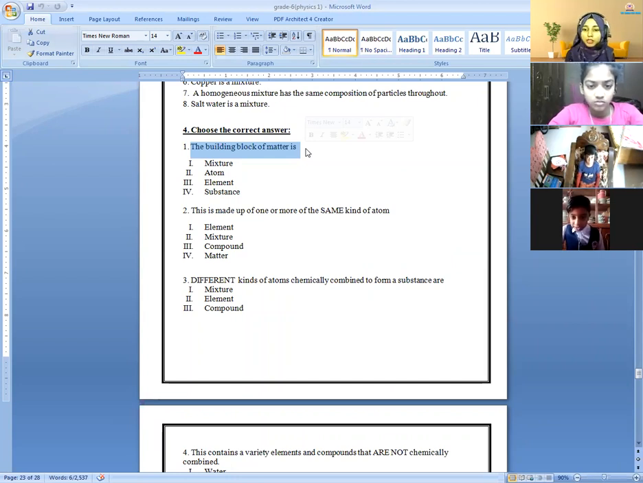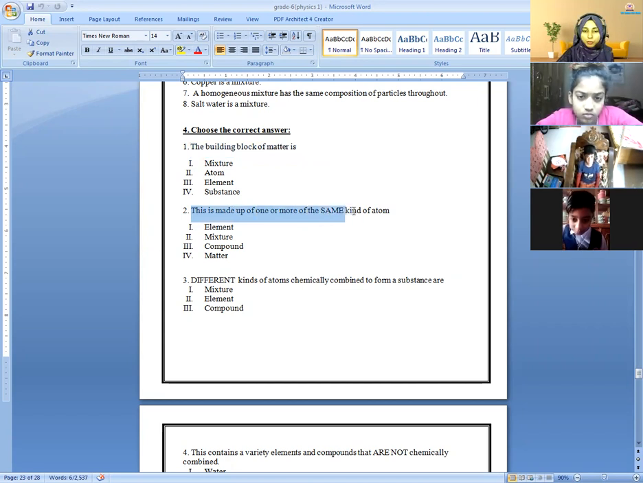Matter, the building atom. Of matter, exactly, atom. In the first chapter, we read it. The second question is: this is made up of one or more of the same kind of atom. Compound, exactly, compound. Compound water means H2O, right? So there are 2 hydrogen and 1 oxygen. Here, having two hydrogens means the same kind of atom, and the other atom is oxygen.